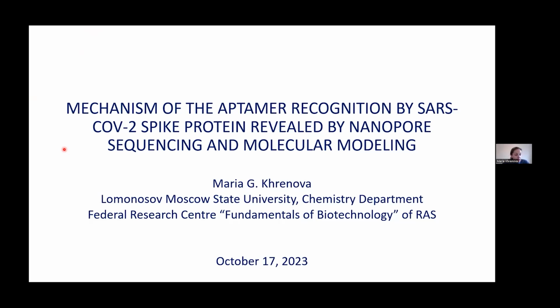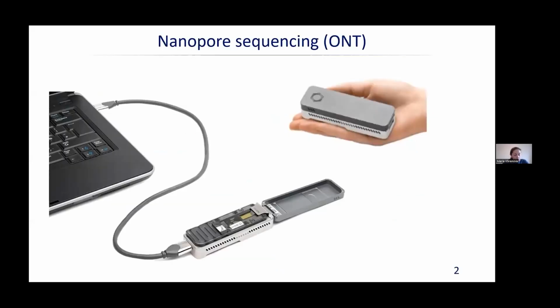The topic I'm presenting today is very new for me. Usually I'm talking about QM/MM simulations and enzymatic reactions, but this time it's very different. It's quite a new project with other members of the chemistry department of Moscow State University, related to the determination of the structure of aptamers to the spike protein of SARS-CoV using nanopore sequencing and molecular modeling.